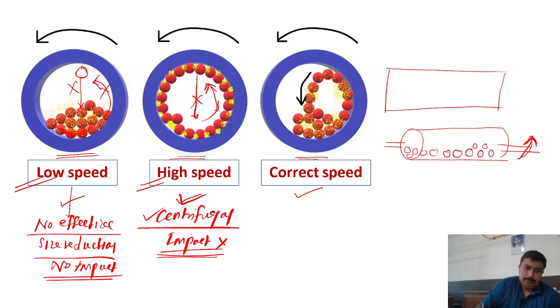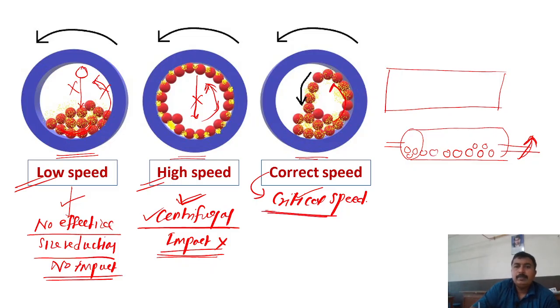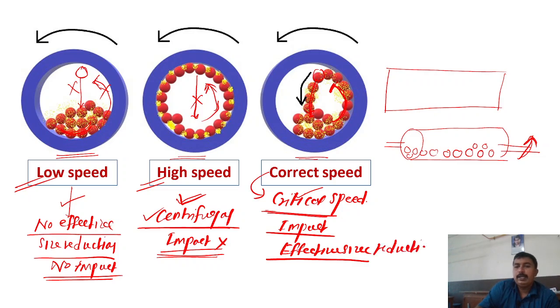But at the correct speed, which is also known as critical speed. What is meant by correct speed? The speed at which the balls are lifted towards the top, and again the balls fall to the bottom. So here, as the balls are lifted towards the top and fall on the powder material, impact will take place, and due to the impact, you will get effective size reduction, and this speed is known as critical speed.